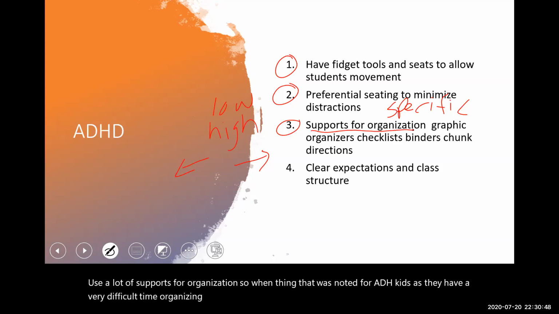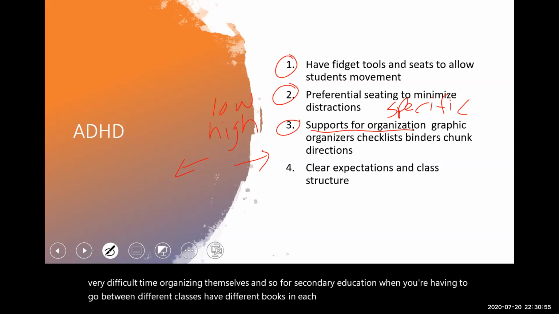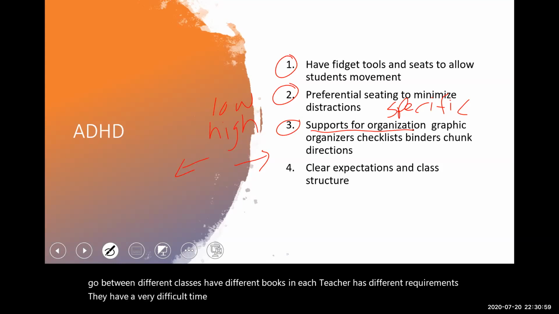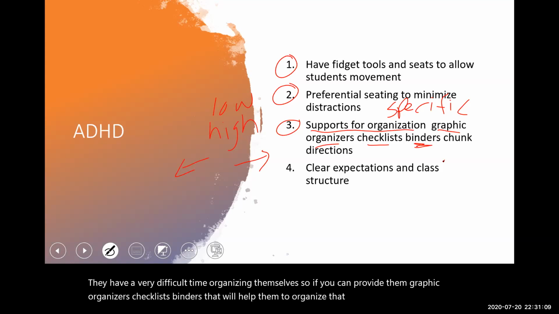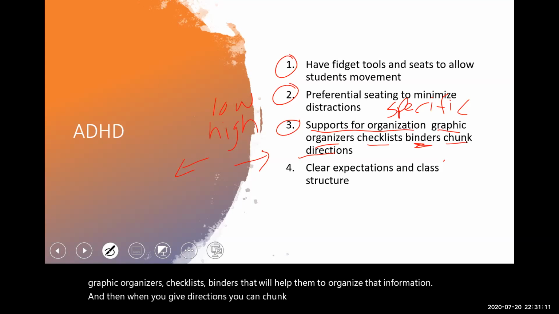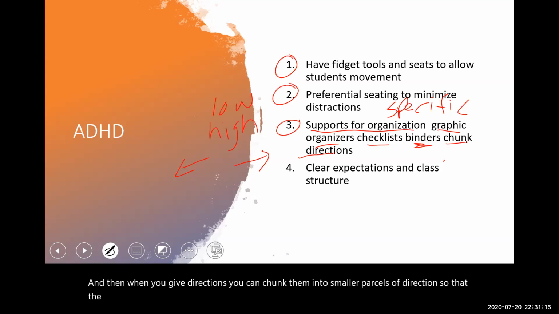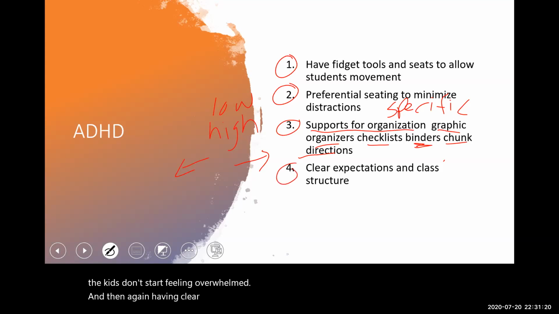And so for secondary education, when you're having to go between different classes, have different books, and each teacher has different requirements, they have a very difficult time organizing themselves. So if you can provide them graphic organizers, checklists, and binders, that will help them to organize their information. And then when you give directions, you can chunk them into smaller parcels of direction so that the kids don't start feeling overwhelmed. And then again, having clear expectations and clear class structure.